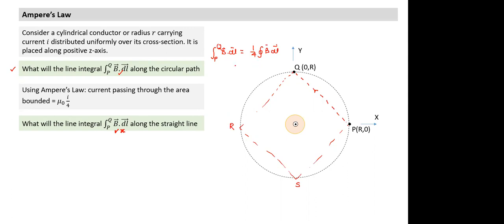Yes, sir. And what is that equal to? That is equal to mu naught I by 4. So whatever, that's one way. Can someone think of other ways? There are at least 3-4 ways.